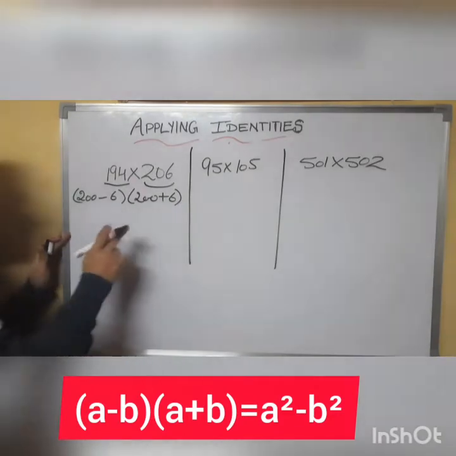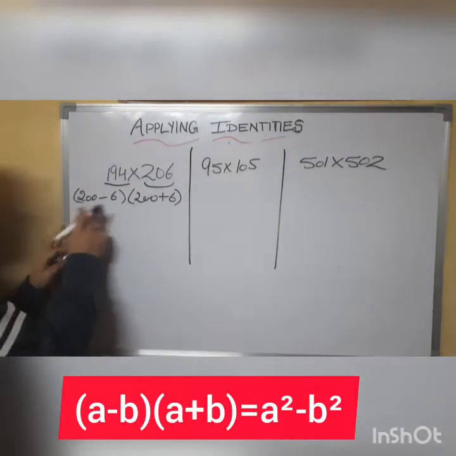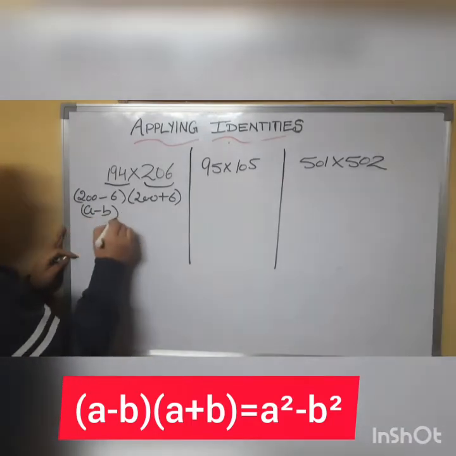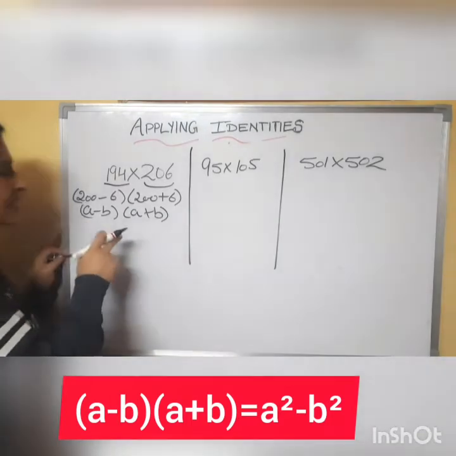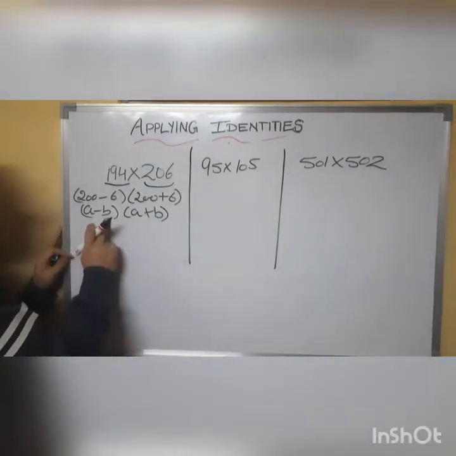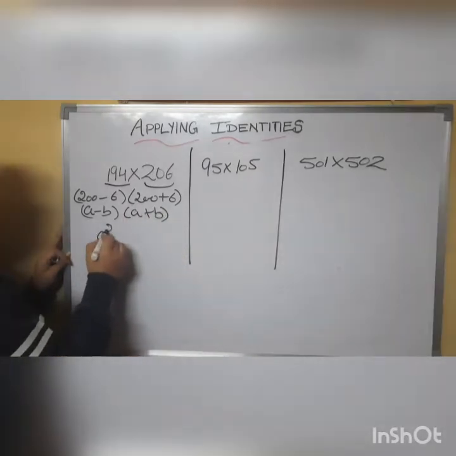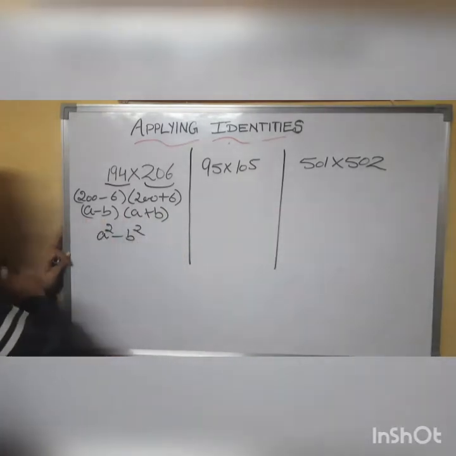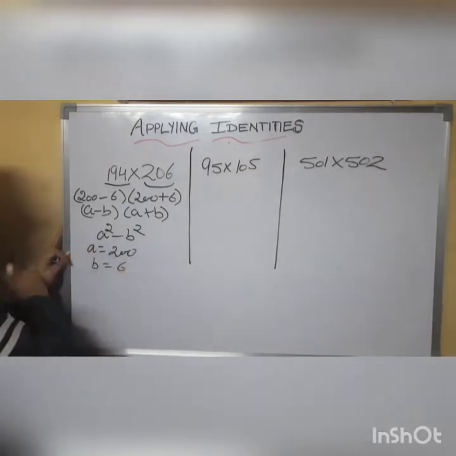By giving a quick glance at the question, you will get to know what we can apply here. This is (a minus b)(a plus b). If you have gone through the identities properly, you will know that (a minus b)(a plus b) is equal to a square minus b square. Here in this case, a stands for 200 and b stands for 6.